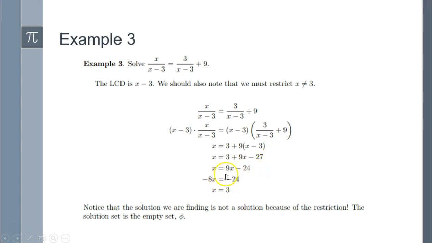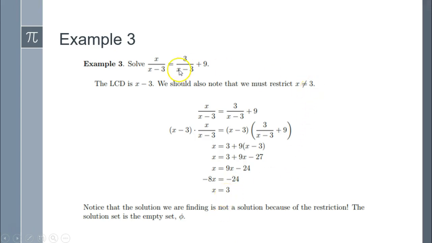And I subtracted 9x from both sides to get numbers alone on one side and letters alone on the other. And that gave me a negative 8x on the left and a negative 24 on the right. I divide both sides by negative 8 and I get x equals 3. So x equals 3. Wait a minute.